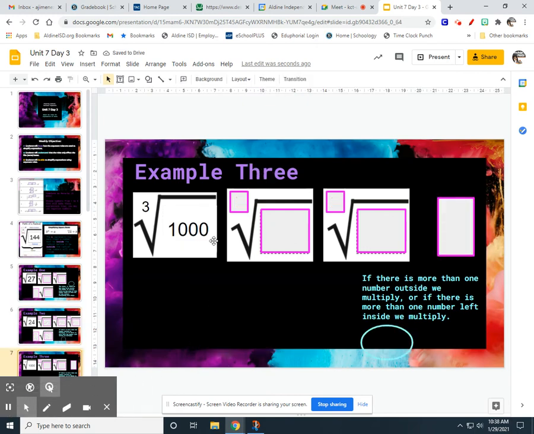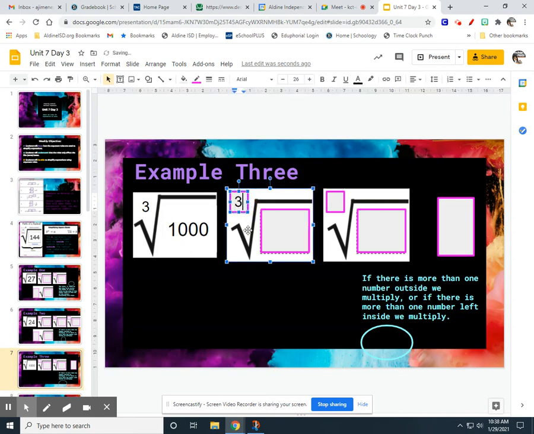Here's example 3. So there's a third root of 1,000. So we put the 3 here. We know that 10 times 10 times 10.